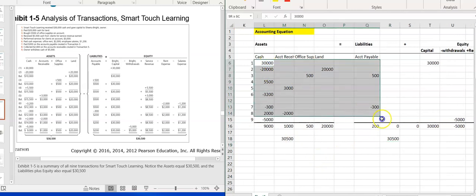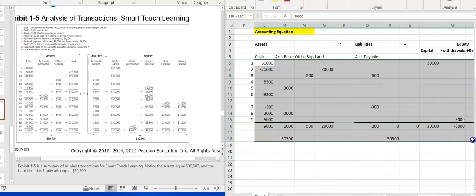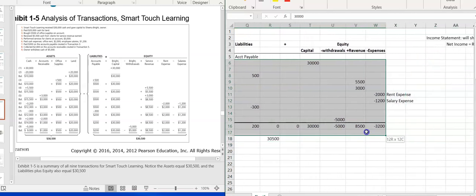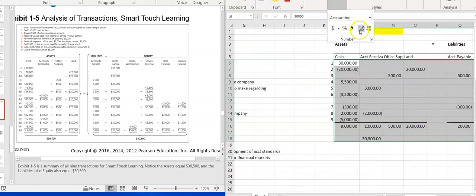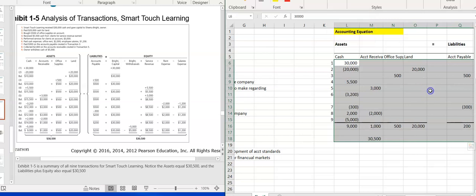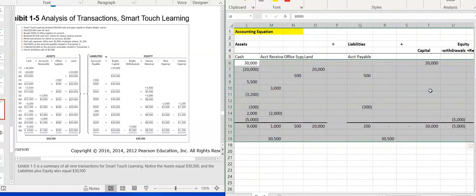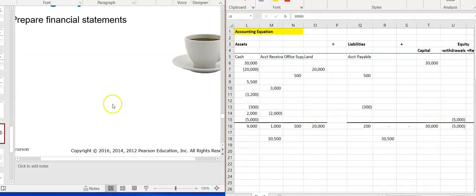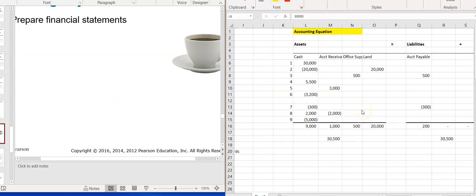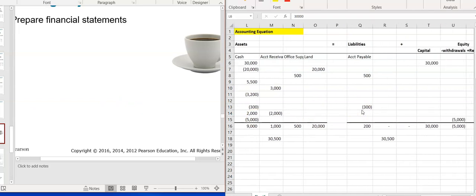Now I'm going to make all these. I'm not going to make them all dollars. I don't think we need the dollar sign every time, but I am going to make them the number sign or the comma with no decimal places because that looks better. Okay, so I'm going to stop there on that one, and I'm going to do one more video that has the financial statements.